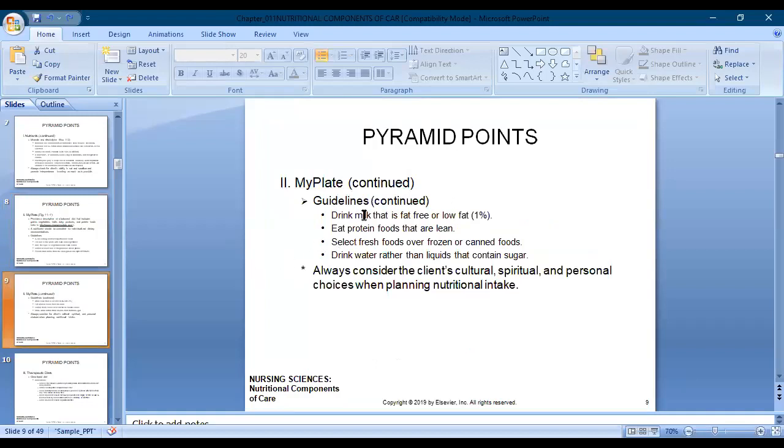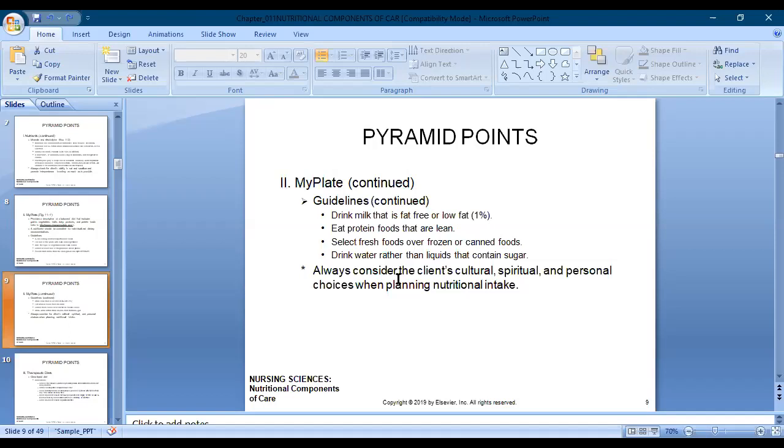What are the other guidelines? Drink milk that is fat free or low fat. Eat protein foods and also select fresh fruits over frozen or canned. Fresh fruit is better than frozen, and fresh fruit is better than canned, because canned food contains so much sodium, and too much sodium is not good for the body. Also, we have to drink enough water, and drink water rather than the liquids we can buy from the shop that are full of sugar.